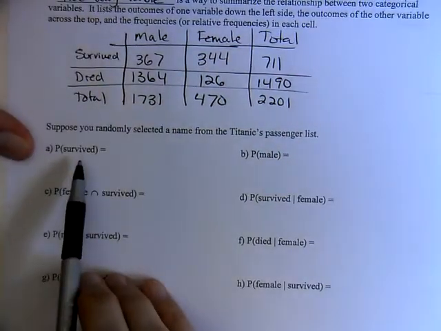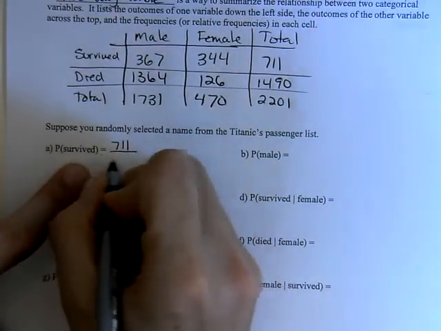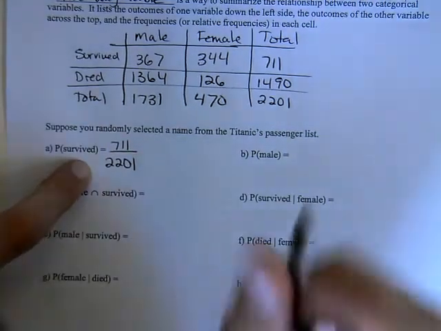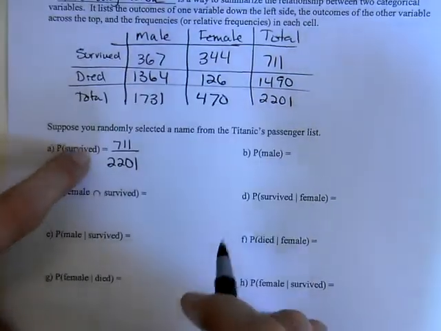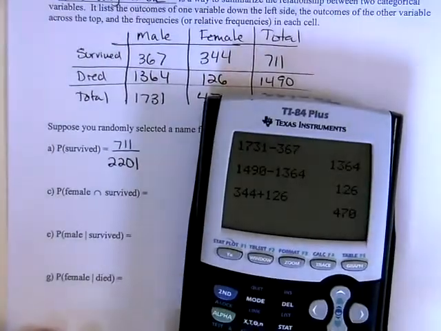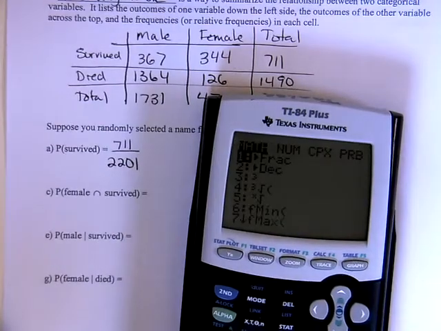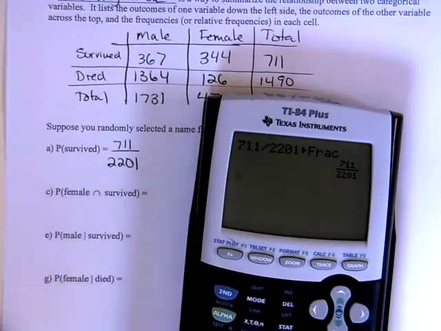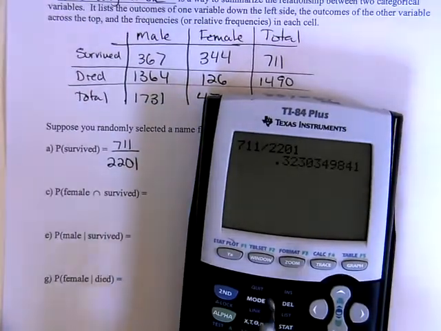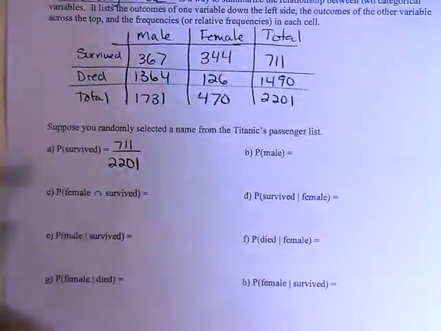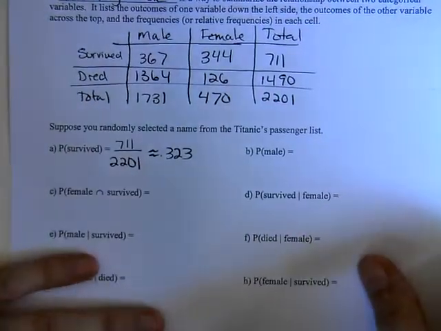So what's the probability that you get a card of a survivor? Well, how many people survived? There were 711 people out of 2,201. I'm going to convert these to percentages only because I feel like it's easier to see than the fractions would be. You don't necessarily have to. Remember, we do want to reduce our fractions. You can hit math, frac. This doesn't reduce. And you should get 0.323. So 32% of the people on the Titanic actually survived.